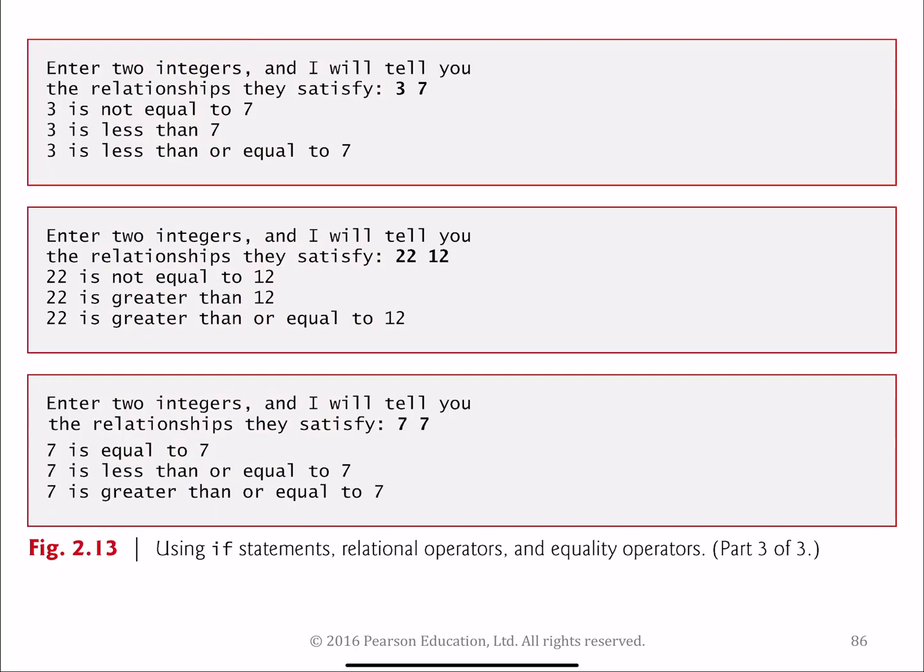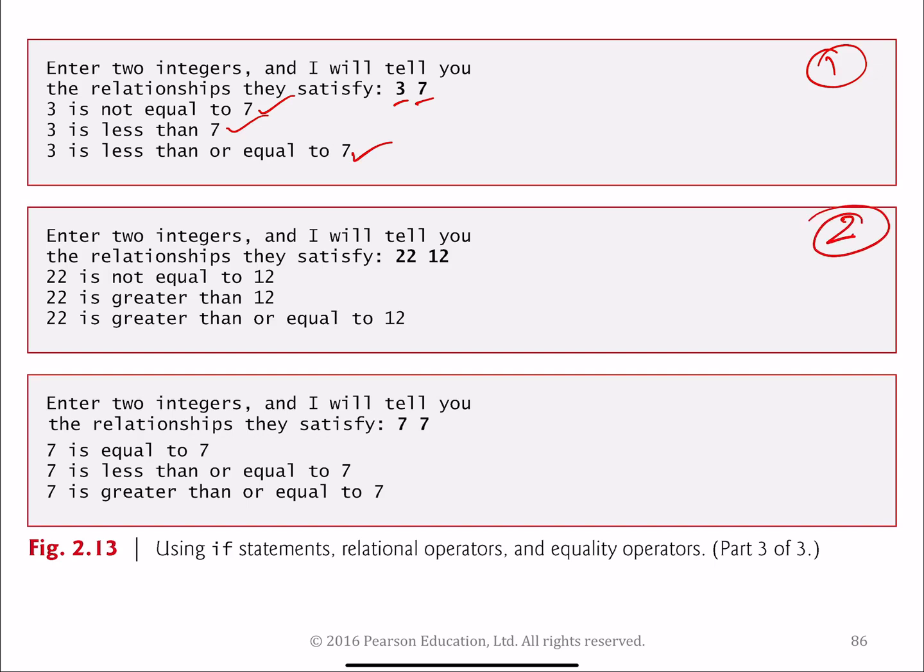And here's a sample of outputs that you can get. So let's say we run the program the first time. We enter 3 and 7. So what we'll see for the output is, 3 is not equal to 7, 3 is less than 7, 3 is less than or equal to 7. So 3 of those if conditions will evaluate to true.